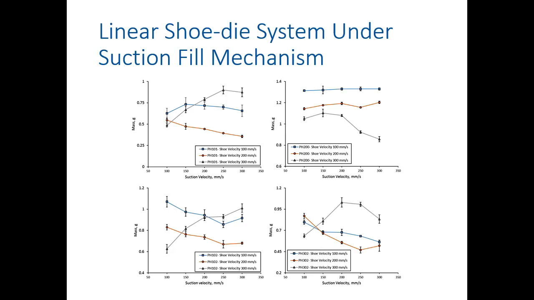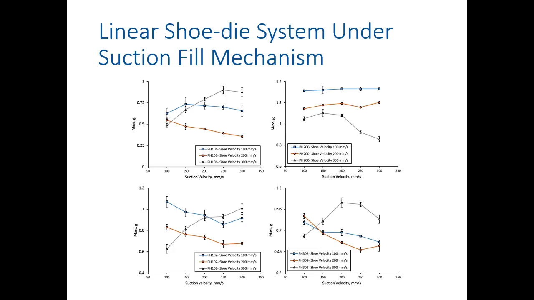So initially we were expecting to see a smaller mass when the shoe velocity was set to 300 mm per second compared to the shoe velocity of 100 mm per second. But we saw that consistently for all of the 4 materials, we saw an increase in the mass delivered into the die. So this brings the idea of supply and demand within the linear feeding system.